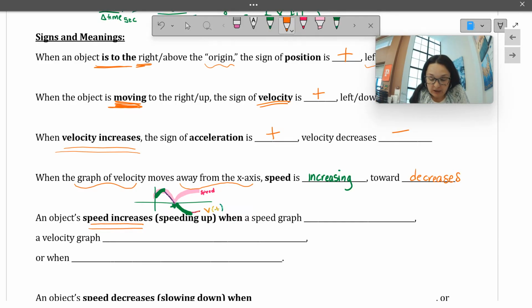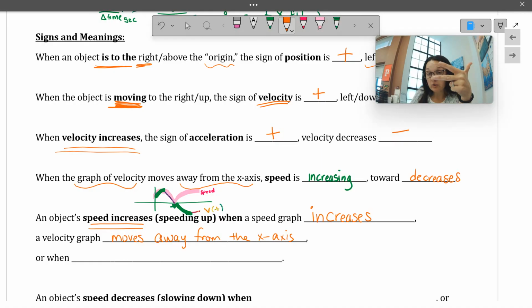Okay. So when we talk about speed, something's speed increases when the speed graph increases. I mean, duh. All right, speed increases when speed increases. It's a tautology. Well, of course that makes sense. But there's more to it than that. So there are actually 3 ways to figure out when speed increases. 1, if you have a speed graph, speed increases when speed increases. Again, duh. 2, speed increases when a velocity graph moves away from the x-axis. Yeah, I already said that too. But there's a 3rd way.